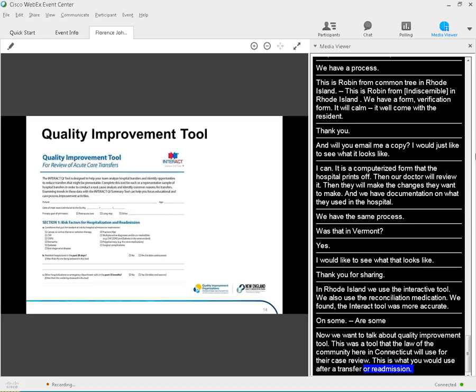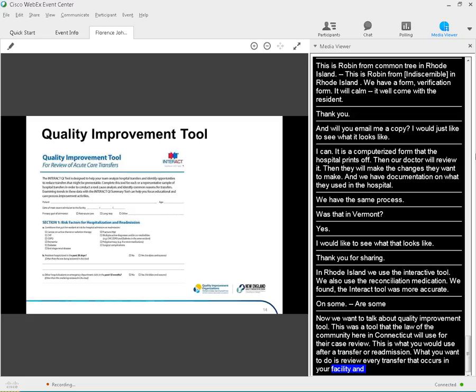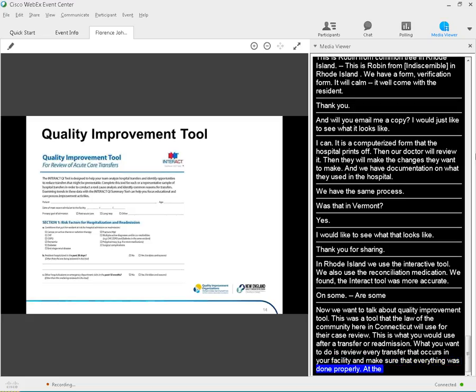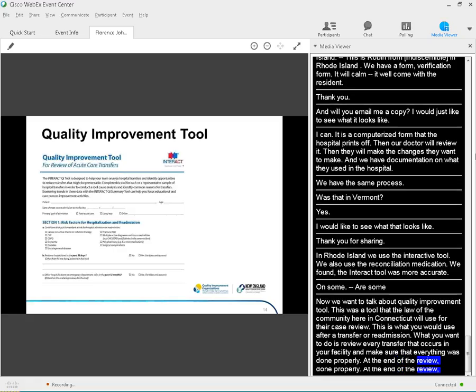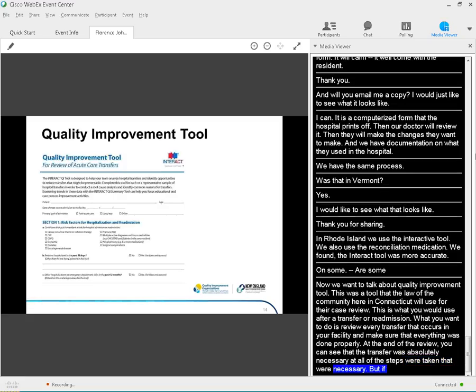What you want to do is review every single transfer that occurs in your facility to ensure that everything was done properly. And at the end of the review, you may say this transfer was absolutely necessary. Every step was taken to ensure that this was needed. And then you give yourselves a pat on the back and you celebrate it. But if you use a tool and you find some areas of opportunity for education or for improvement, then kudos to that too.